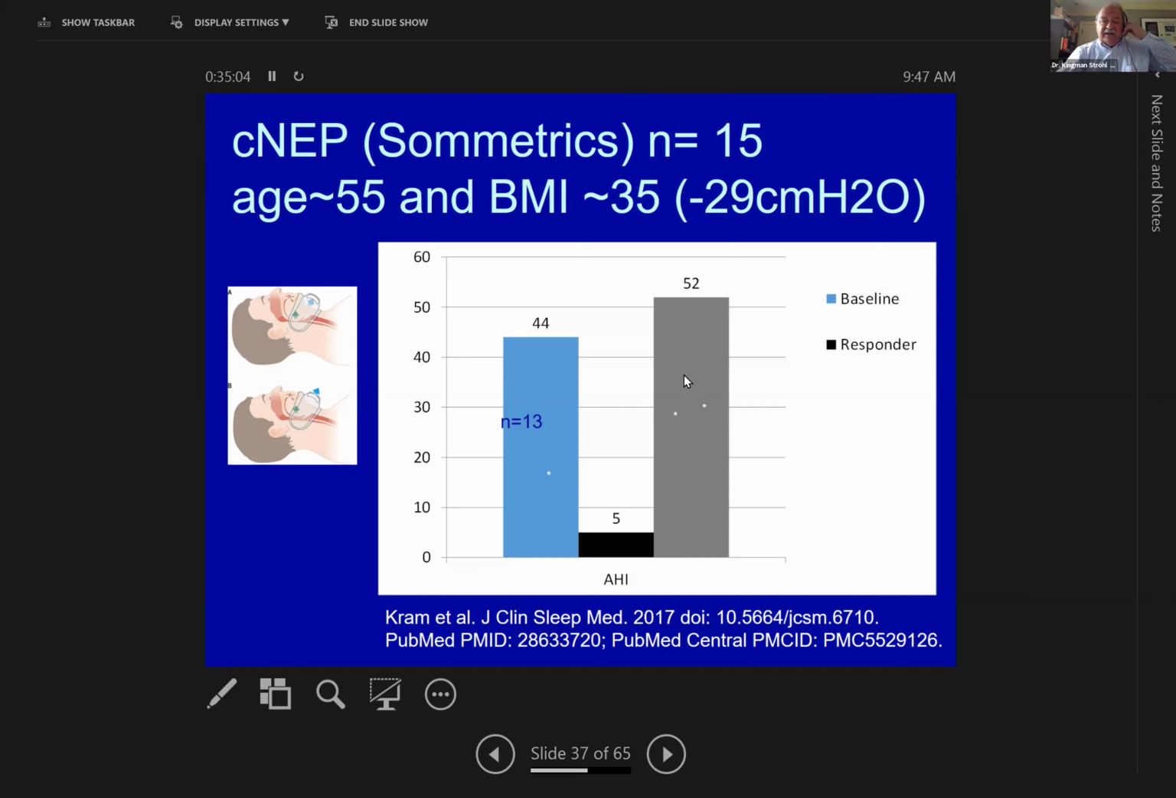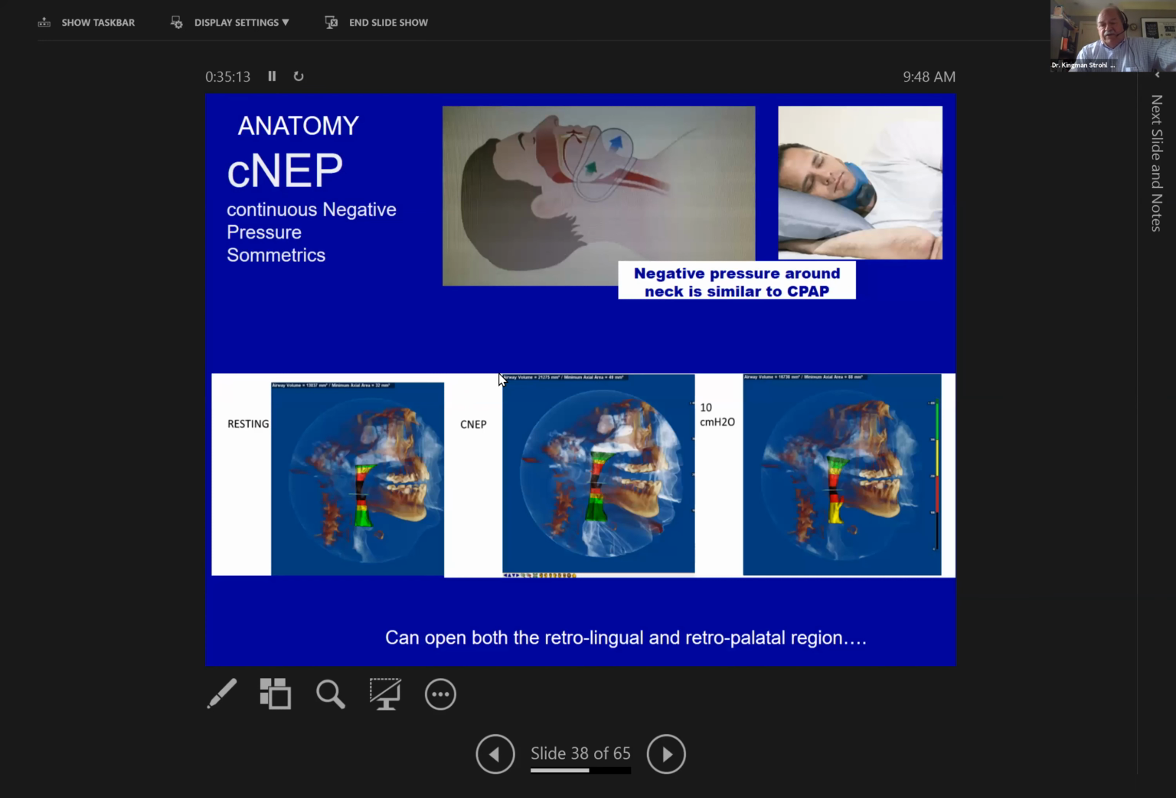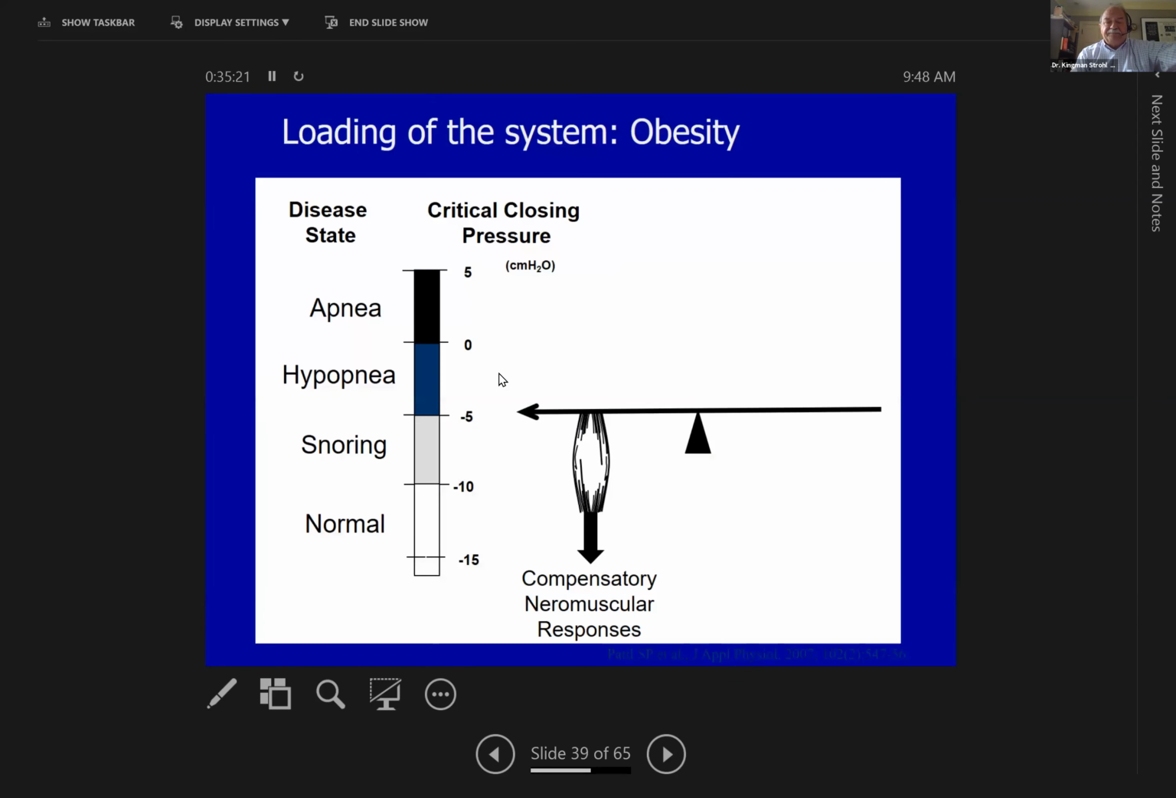So you can see that a lot of people responded well. We'll see what happens in the clinical trials. This was 18 or 15 people. Anatomically, we've shown that it makes the posterior airway bigger. It pulls forward the anterior part of the throat.